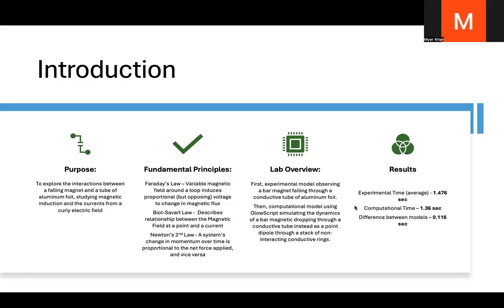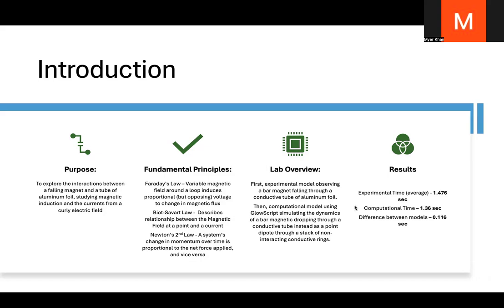To start off with our introduction, the purpose was to explore the interactions between a falling magnet and a tube of aluminum foil to study the magnetic induction and currents from a curl-induced electric field. The fundamental principles in play include Faraday's law, saying that a variable magnetic field around a loop induces a proportional but opposing voltage to the change in magnetic flux.